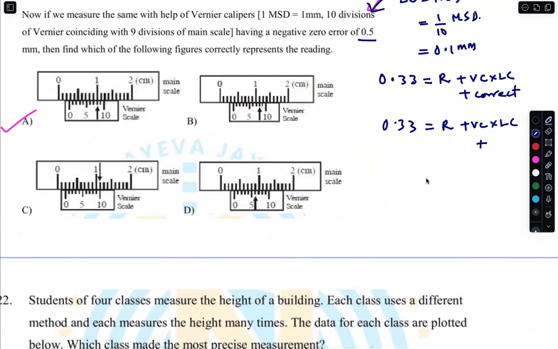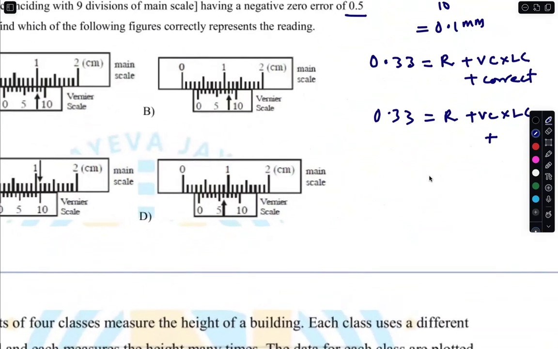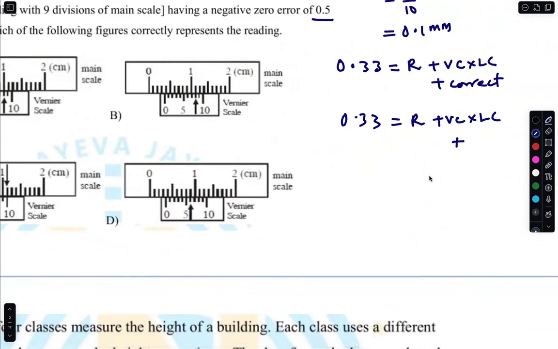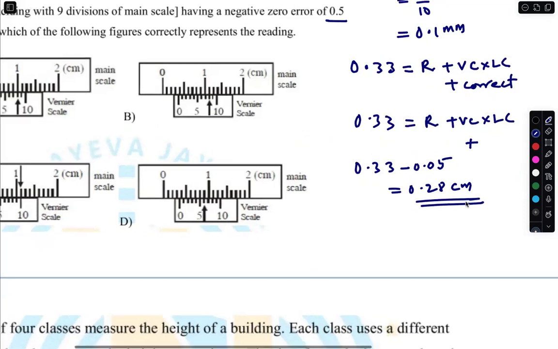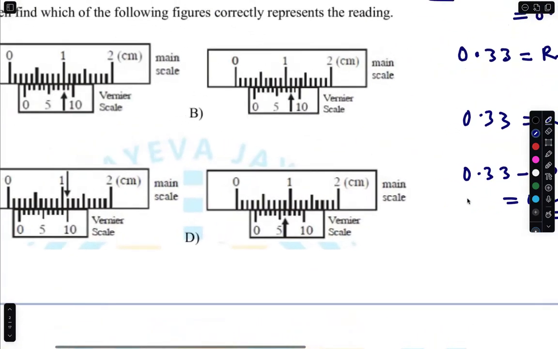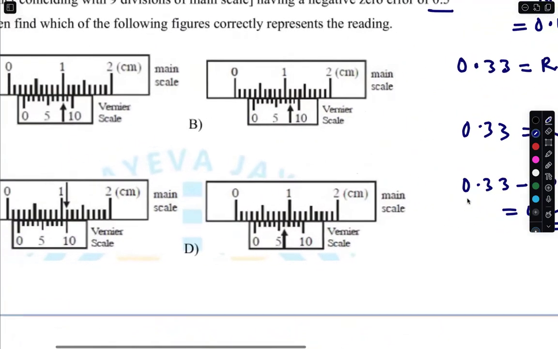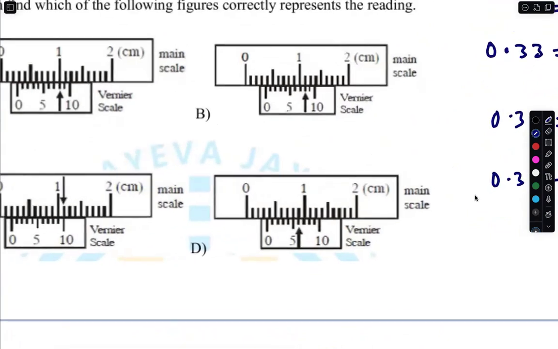So what should be the correct option here? It must show 0.33 minus 0.05, which is equal to 0.28 centimeter. Somewhere here this should show. So 0.28 centimeters means the zero of the vernier should be somewhere between 2 and 3. Search for that option first.